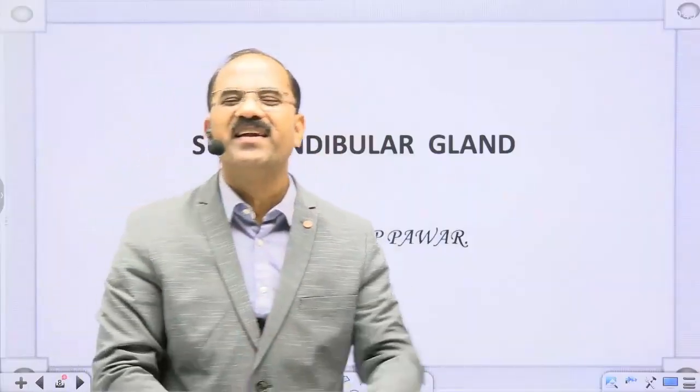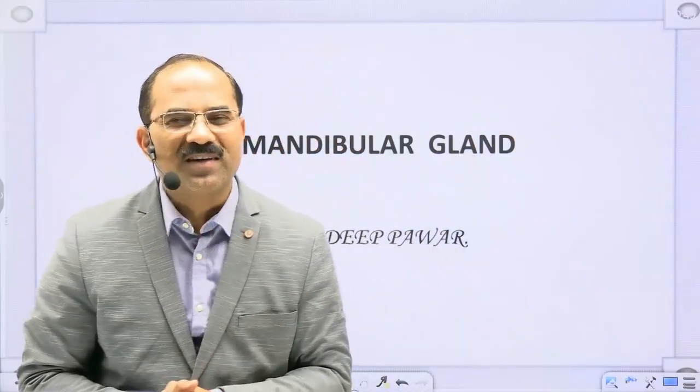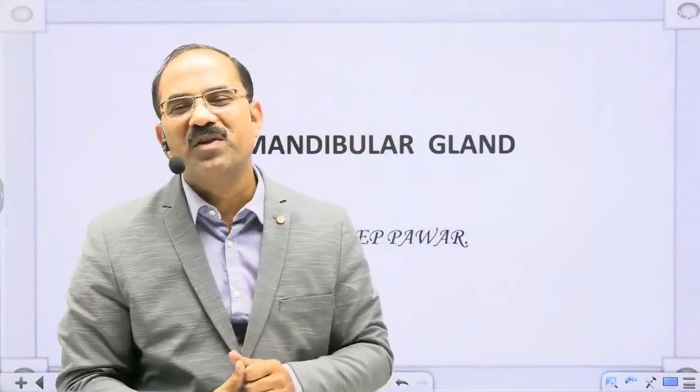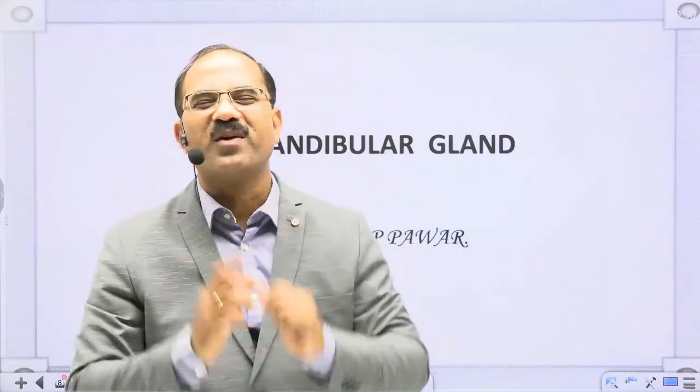Hello students, coming to the last gland, we have seen the parotid gland, we have seen the thyroid gland, and now coming to the submandibular gland. A slightly complicated structure, the submandibular gland. Just try to understand this. The submandibular gland is in the form of a C-shaped structure, C-shaped. Again, it's a gland. So this gland will be having a true capsule and a false capsule, right?